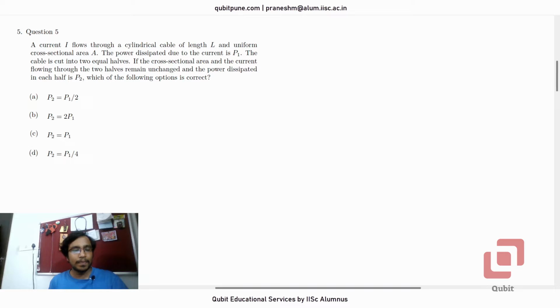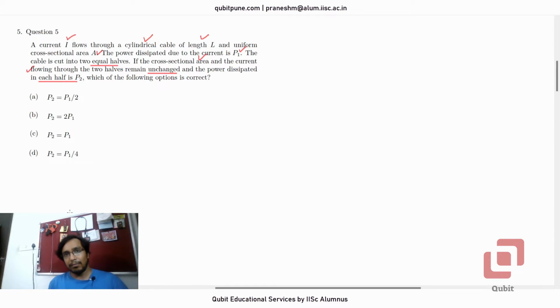Question 5. On current electricity, a current I flows through a cylindrical cable of length L and uniform cross-sectional area A. The power dissipated due to the current is P1. The cable is cut into two equal halves. If the cross-sectional area and the current flowing through the two halves remain unchanged, and the power dissipated in each half is P2, which of the following options is correct?